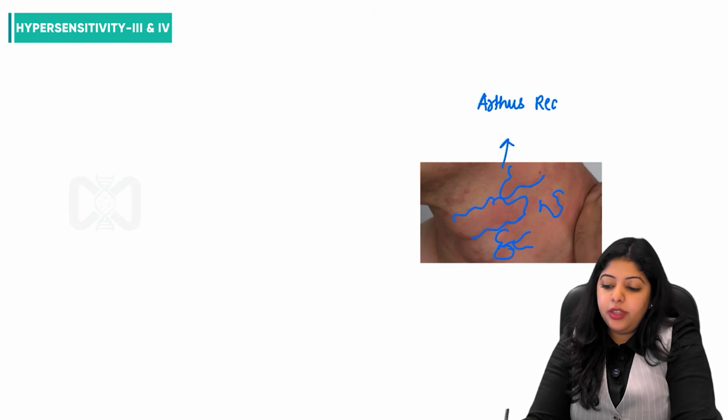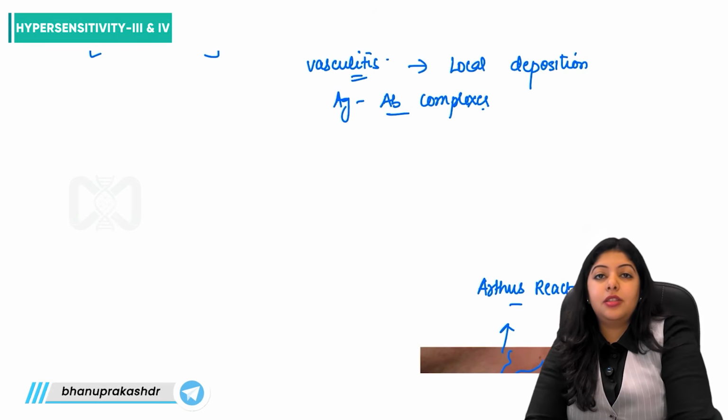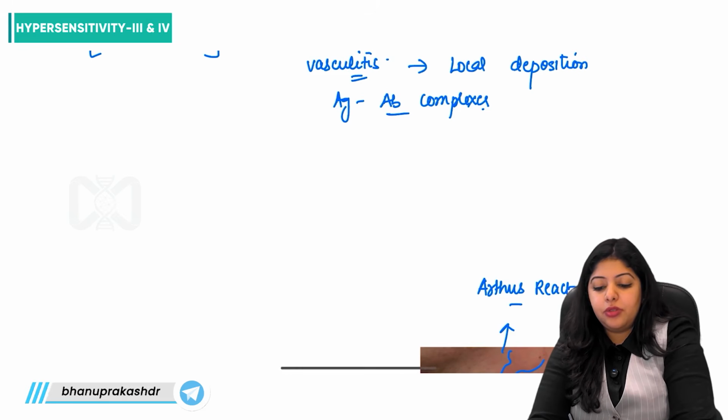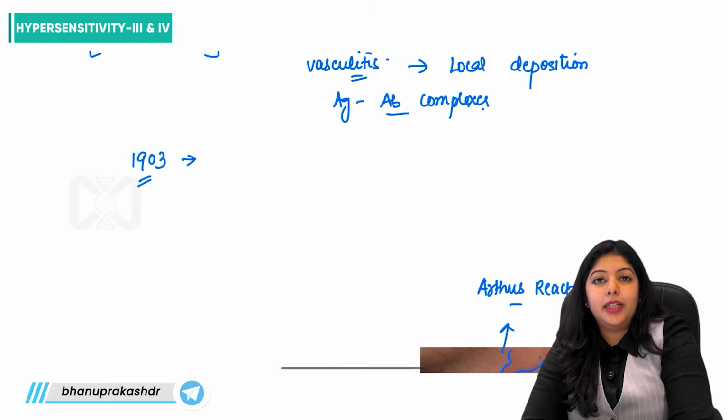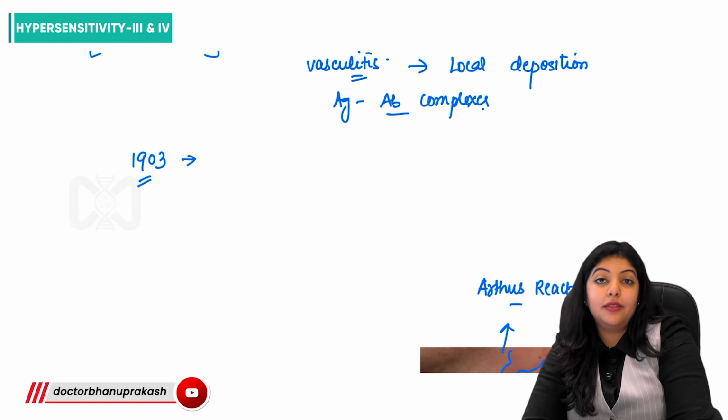And why do we call it Arthus in specific terms? Because Arthus, around 1903, took an experimental animal, that is a rabbit, which was previously immunized to a particular antigen, right? It had a lot of antibodies already present in its circulation because of previous immunization, right?